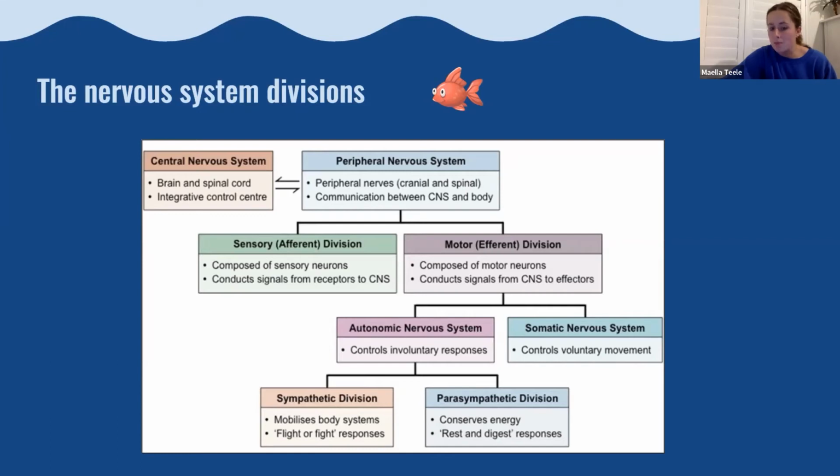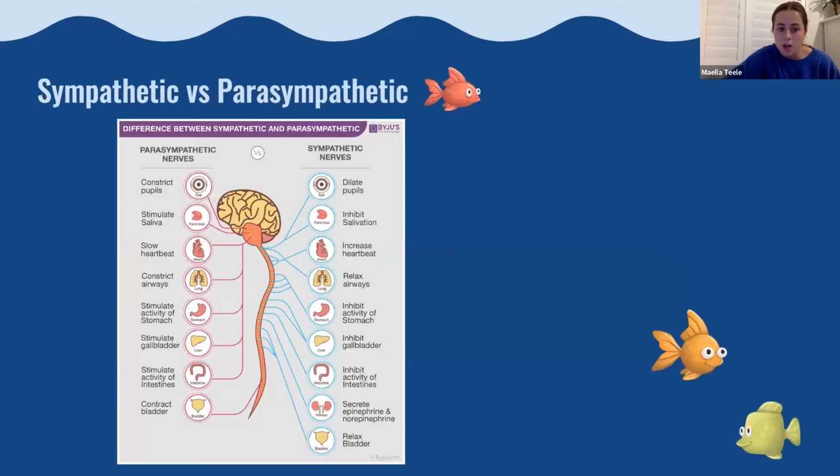And then one more further division, in your autonomic nervous system, we have the sympathetic divisions and the parasympathetic divisions. Your parasympathetic is often referred to as the rest and digest, and your sympathetic is referred to as your fight or flight responses. And I'll just go a bit into sympathetic versus parasympathetic next. This is just, you'll go a lot more into this in semester 2 for sure.